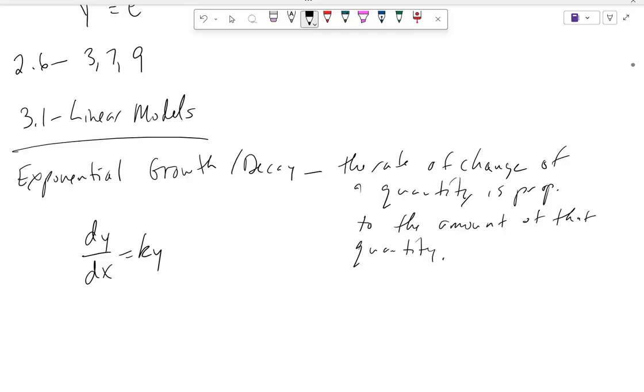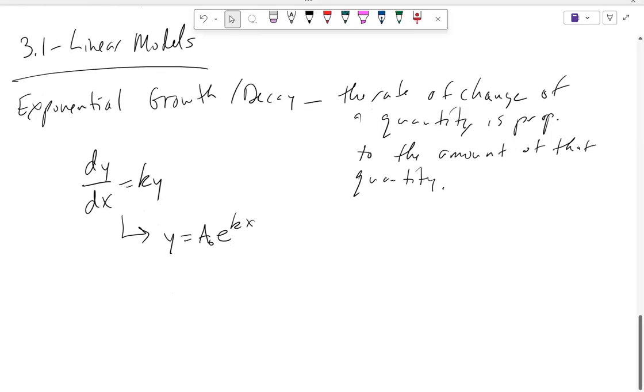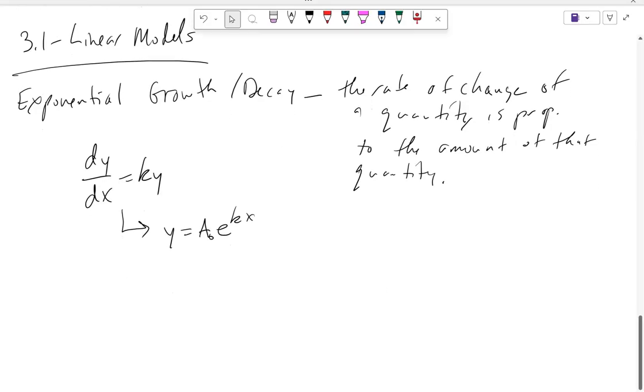The nice thing about this one is it's not too hard to figure out what the solution is, because the function that is a multiple of its own derivative is exponential, right? So this becomes y equals e to the kx. And then you have some initial amount present. A lot of times your books will use a sub 0 or a naught as the amount present initially. You've seen this model before, probably even before you saw derivatives.